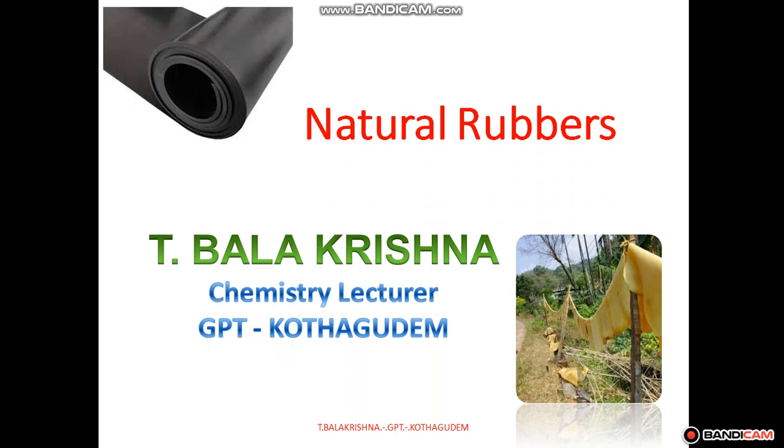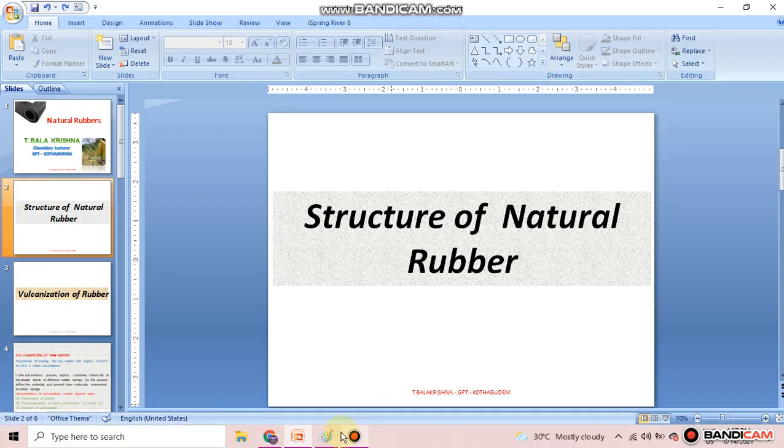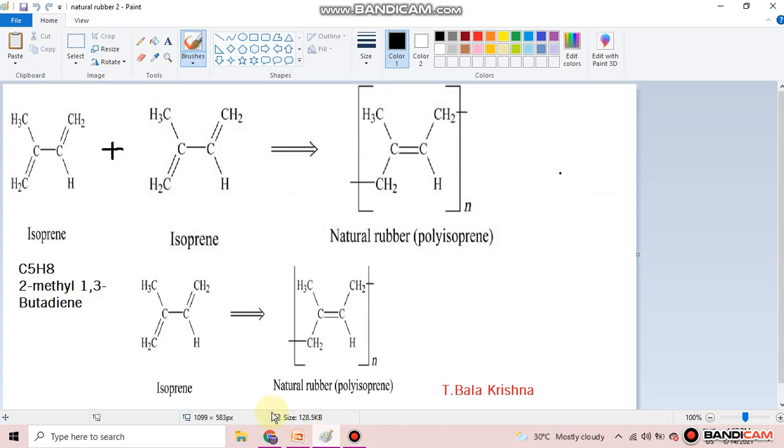Today our topic is structure of natural rubber and vulcanization of rubber. Structure of natural rubber. The chemical name of natural rubber is polyisoprene. Polyisoprene contains many isoprene units. Isoprene is also called 2-methyl 1,3 butadiene.